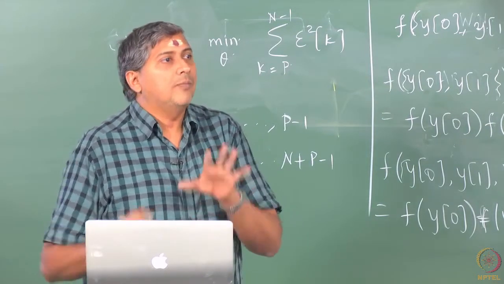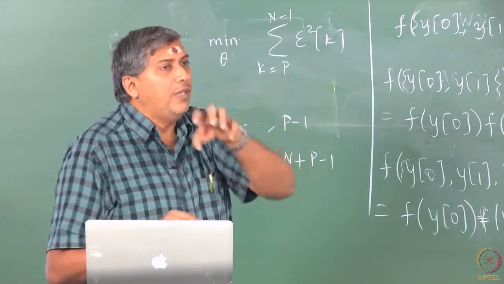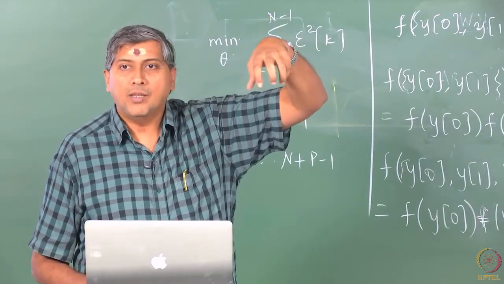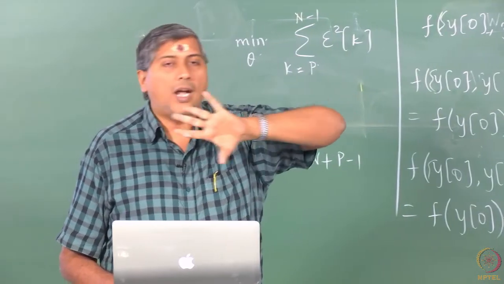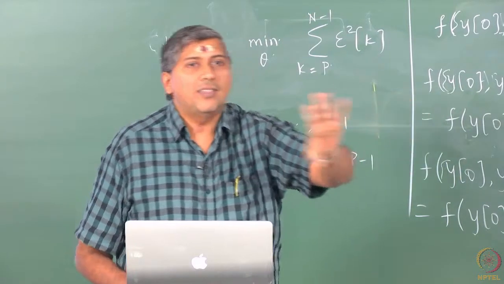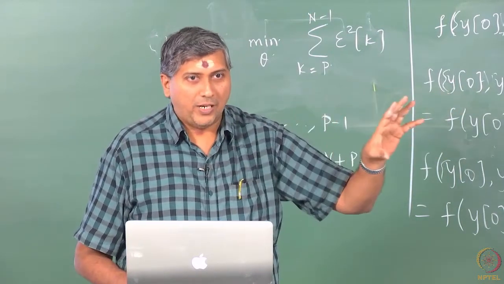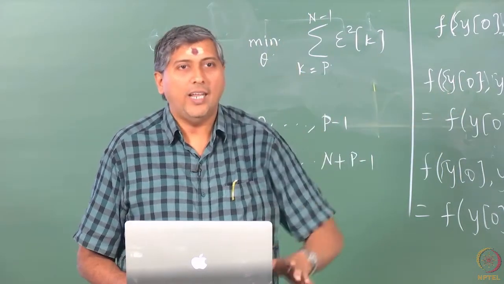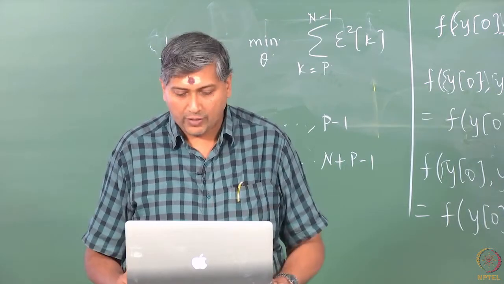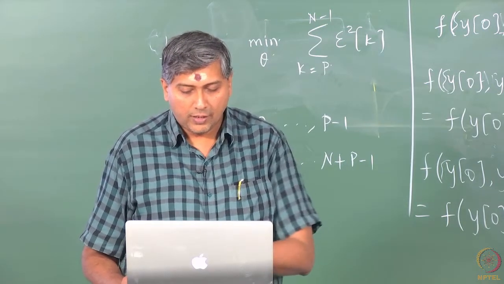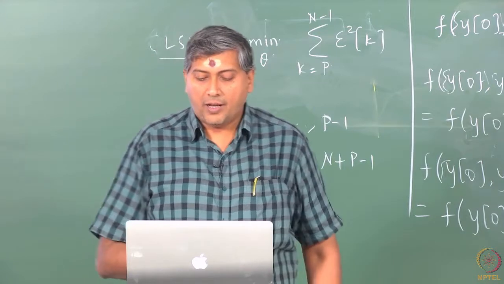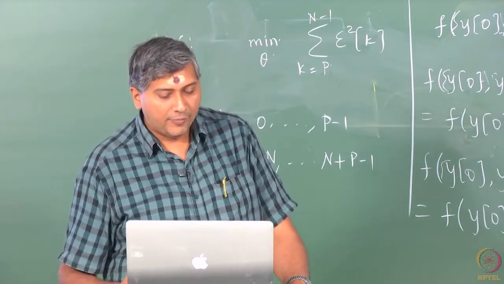In least squares, everything is conditioned on the initial P observations, and you do not take into account the randomness in the first P observations, whereas in MLE you are taking that into account. That is the only difference. So there are only 2 steps left, and then we are kind of done.